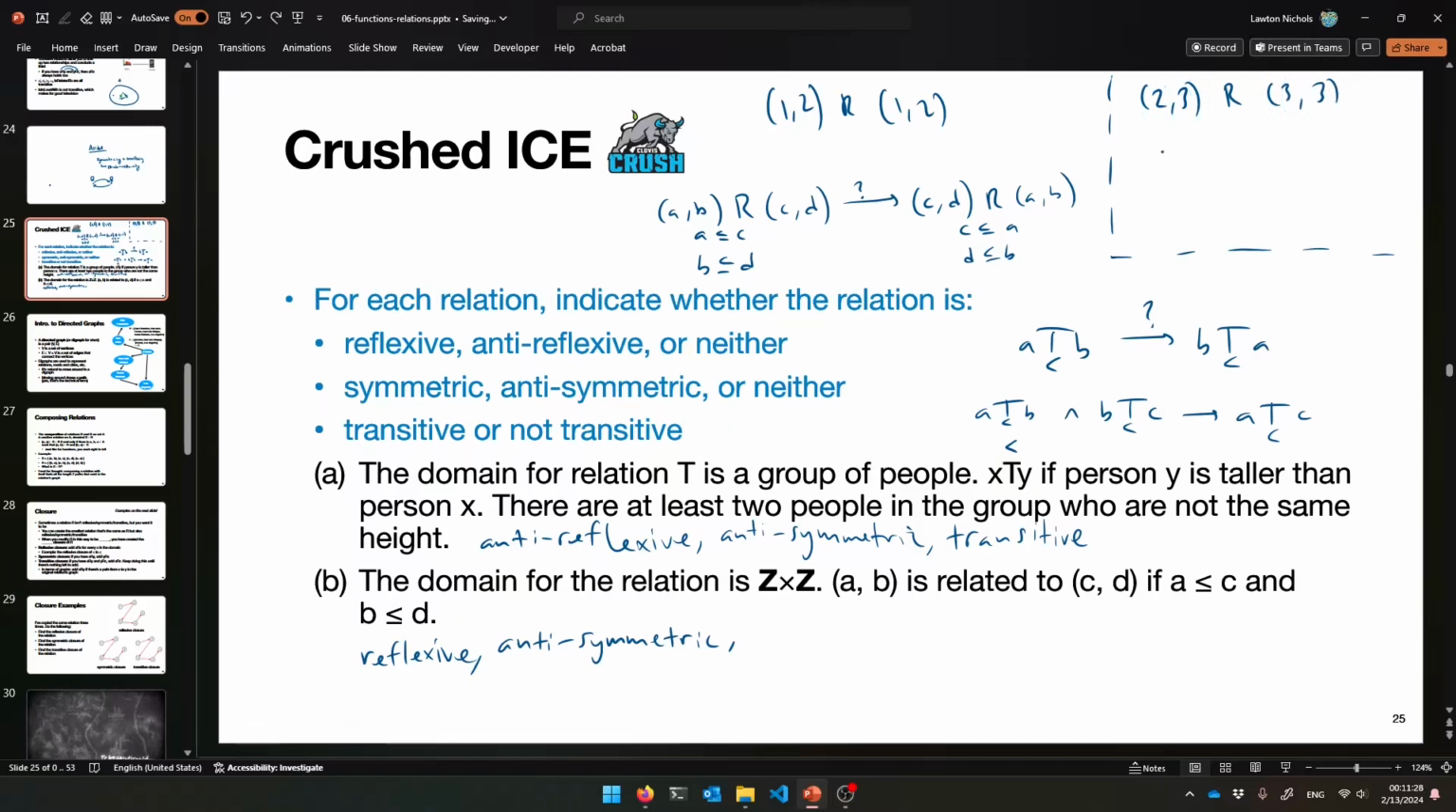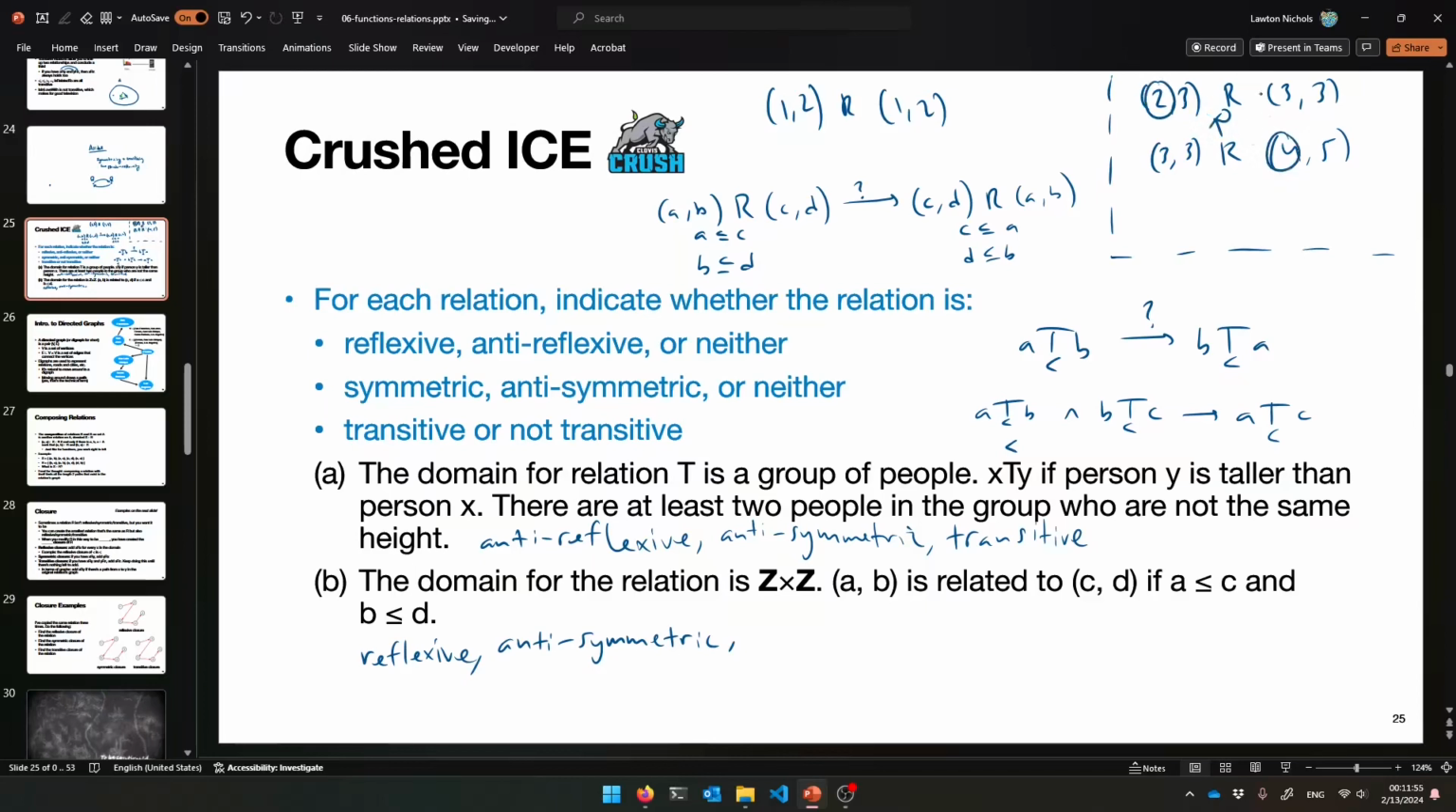And then I need to start with the (3, 3), right? This should work for anybody. We're trying to generalize this idea, but we'll try some examples to convince ourselves. What's (3, 3) related to? It's related to like (4, 5), let's say, because 3 is less than or equal to 4 and 3 is less than or equal to 5. And then in order for this relationship to be transitive, I need to be able to go straight from here to here. I need to know that (2, 3) itself is related to (4, 5). And is it? Well, yeah.